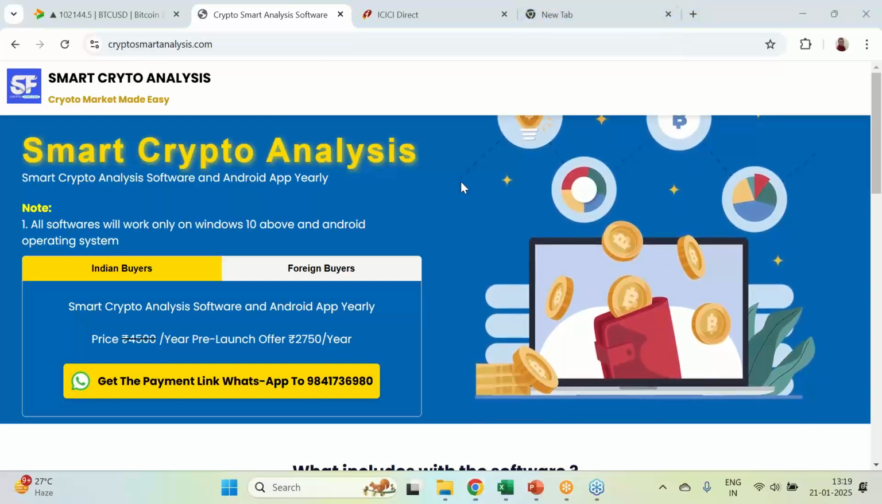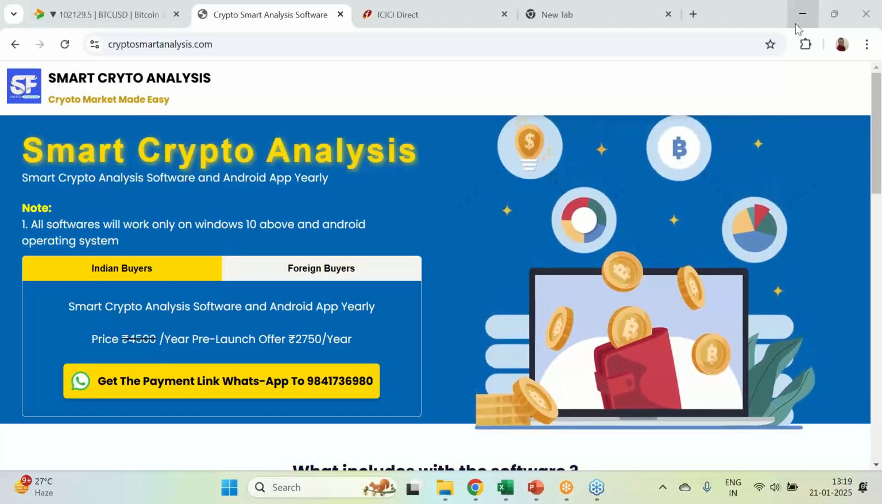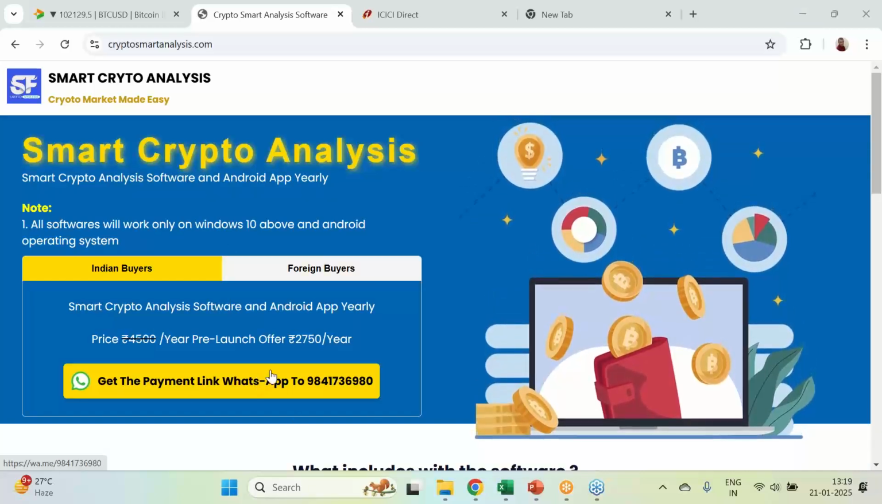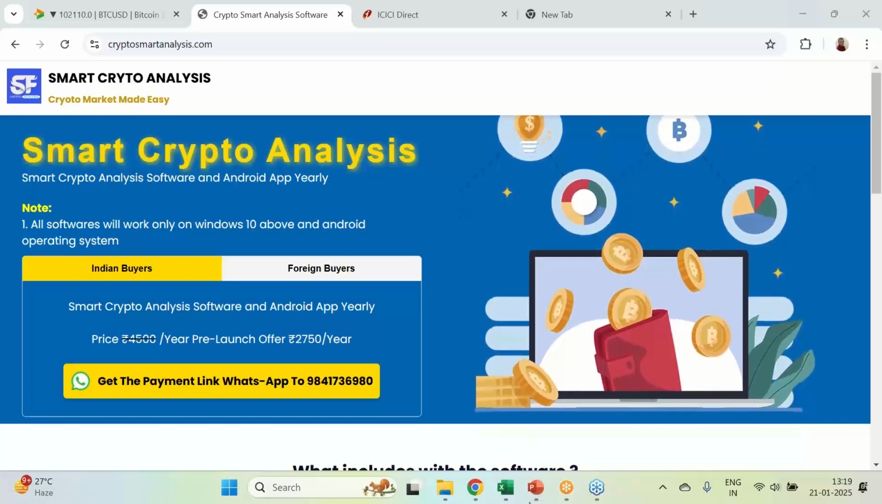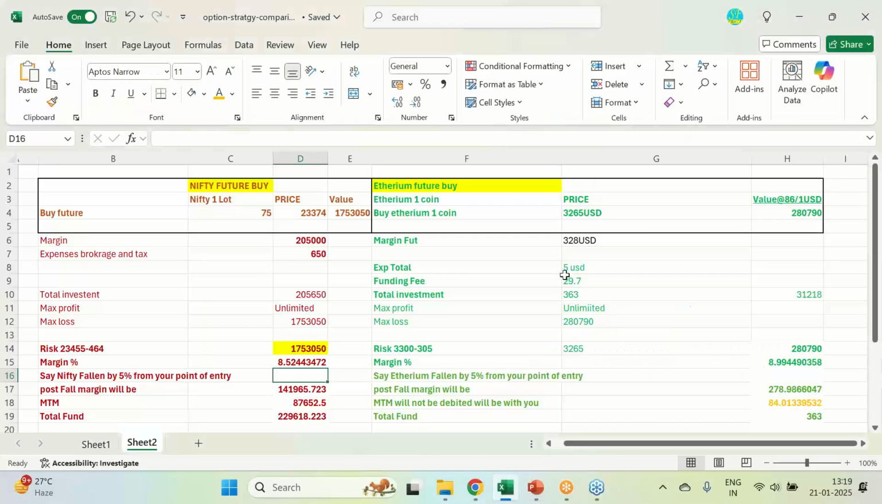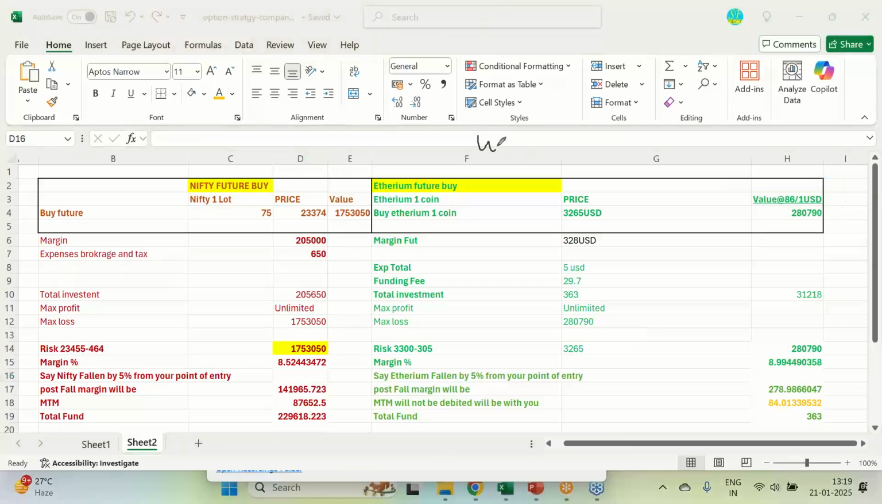So here we are selling our crypto analysis software product, wherein you can analyze crypto prices with our GAN Fibonacci Elliott method. I am making this particular video to give you a comparative analysis of why futures traders used to lose money in the market, especially in the Indian market. Why do these losses come to futures traders?